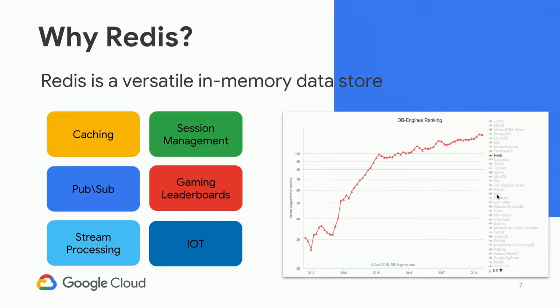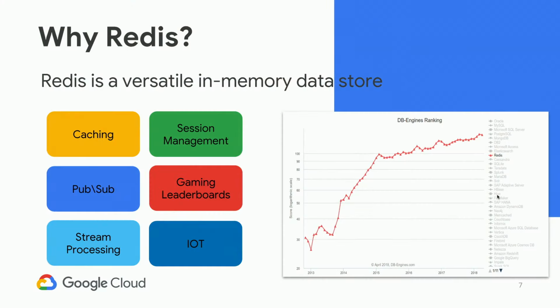Now, talking about open source databases, Redis, which is the topic of today's conversation, is one of the most popular open source databases available today. Now, why is Redis such a popular database? So from my perspective, the way I look at Redis is that Redis is a very versatile in-memory database. So when I talk about versatility of Redis, Redis actually can be used to solve a number of different use cases. For example, a lot of customers in Google Cloud today use Redis for simple caching.